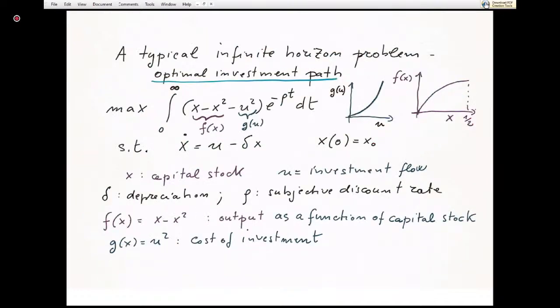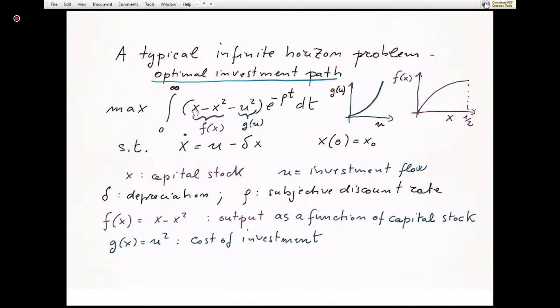Here is an example of a typical problem. Next we will study the dynamic system as an exercise. A typical problem is maximizing from 0 to plus infinity this function of both the state variable and the control variable, x minus x squared, which is the part that depends on x, minus u squared, the square of the control variable, times exponential of minus rho t, dt.